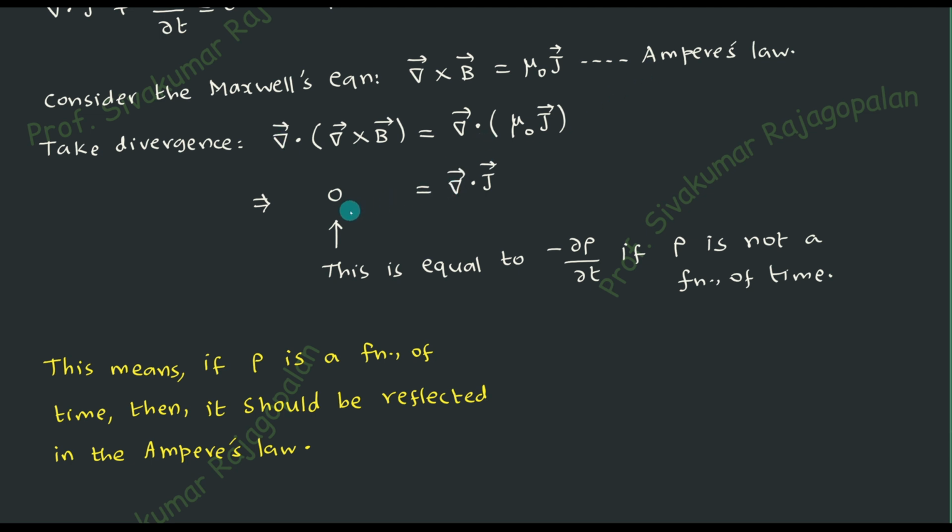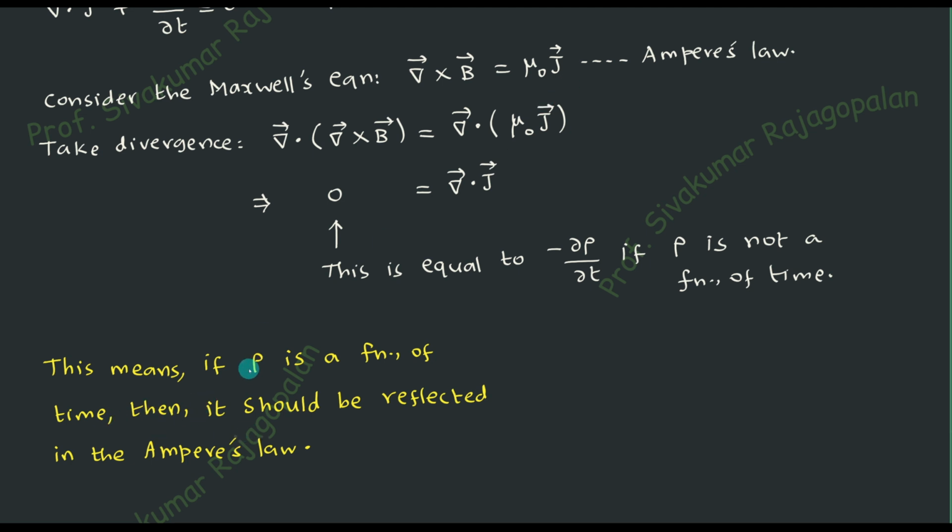Then you are asking a further question. What is the further question? Suppose the charge density is a function of time, then dou rho by dou t is not equal to 0. So this quantity is not going to be 0. Then in which of the Maxwell equations should this information be hidden? That is the question. In which Maxwell equation will this information be hidden? This information means dou rho by dou t. Where will it be hidden? It will be hidden only inside the Ampere law.